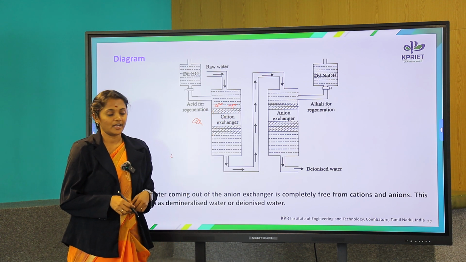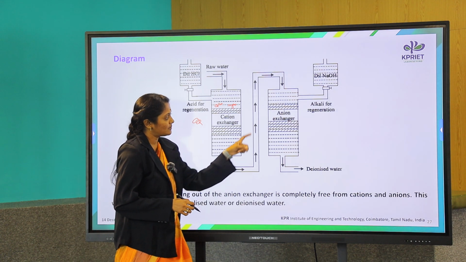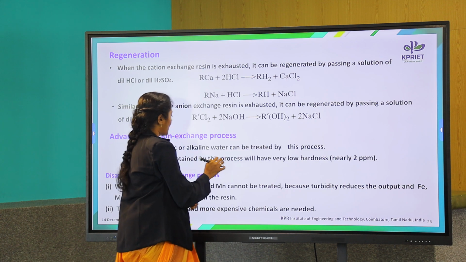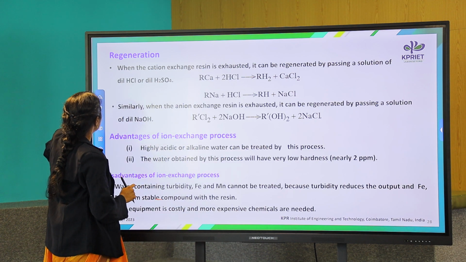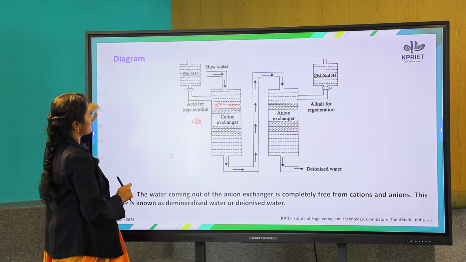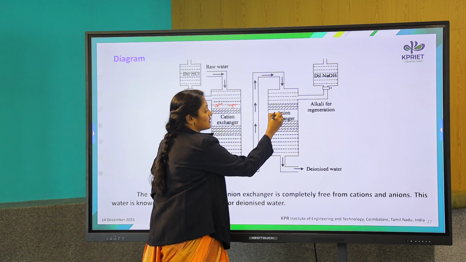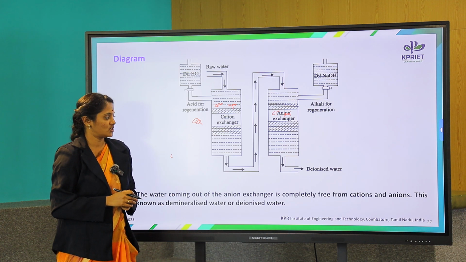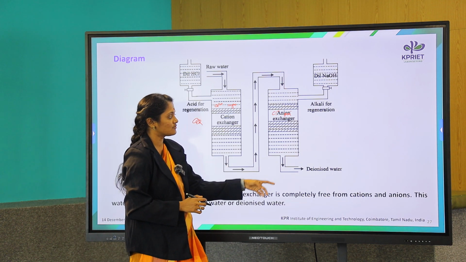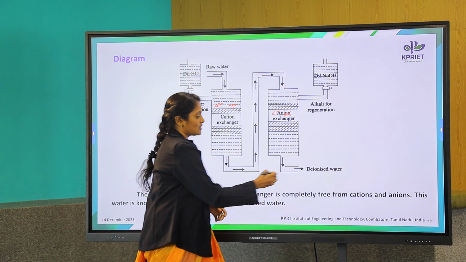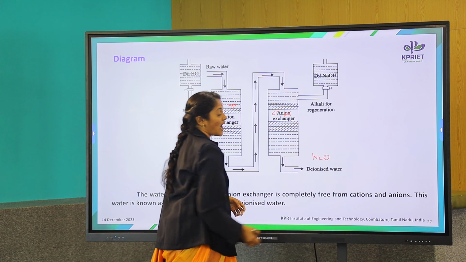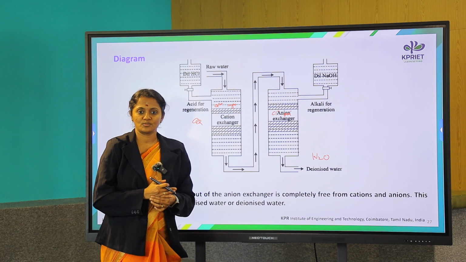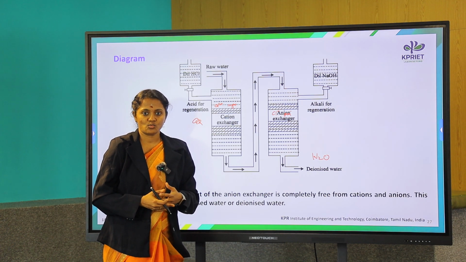The water which is free from cations is then passed to the next chamber, that is the anion exchanger. Here all the anions are removed, like chloride ions and sulfate ions. The water finally, which is free from the ions, that is H2O, is called deionized water or demineralized water. This is how, in the demineralization process, we get demineralized water.